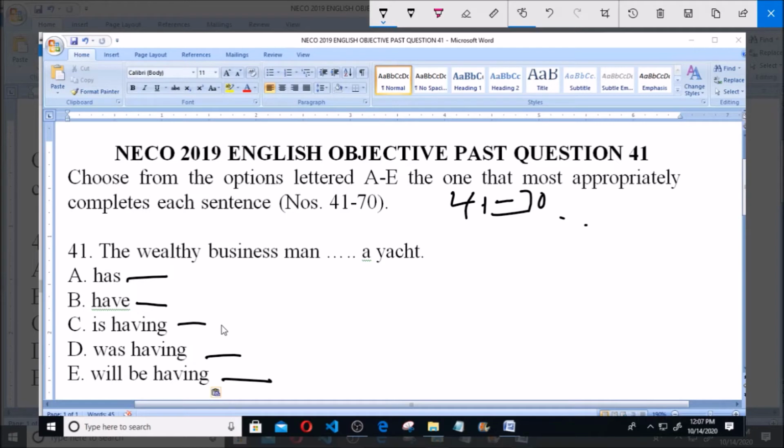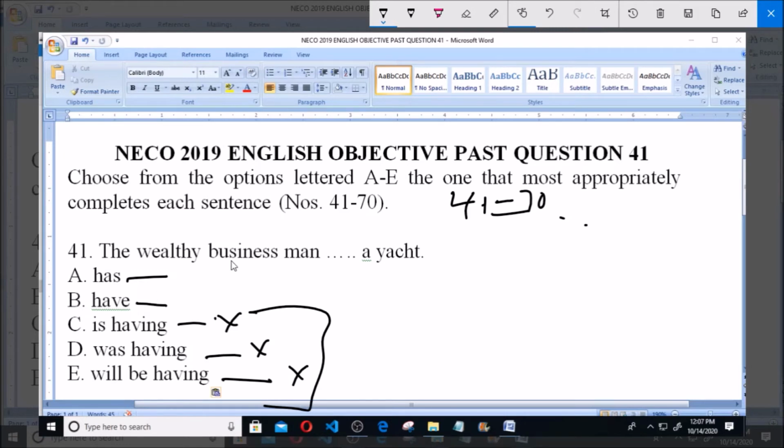First of all, options C, D and E are out of context. In respect to this statement, these options cannot function grammatically. Now let's consider options A and B. The wealthy businessman dash a yacht.